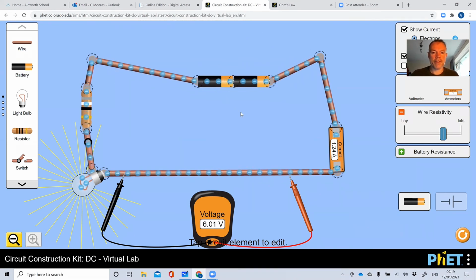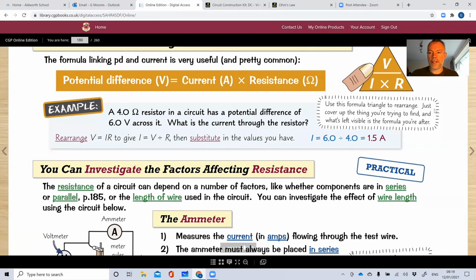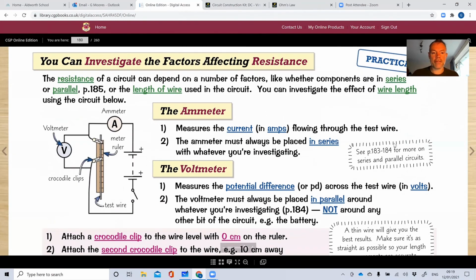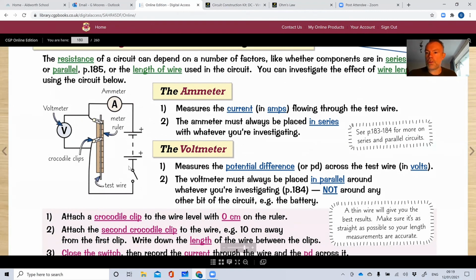So then, to show Ohm's law, we set up this circuit. You've got to know your variables, your independent, dependent, and control variable. The independent variable is the thing I'm changing, and what you're changing is the length of the wire. You're doing it for different lengths of wire.